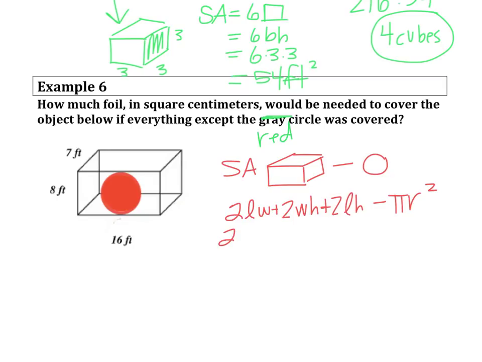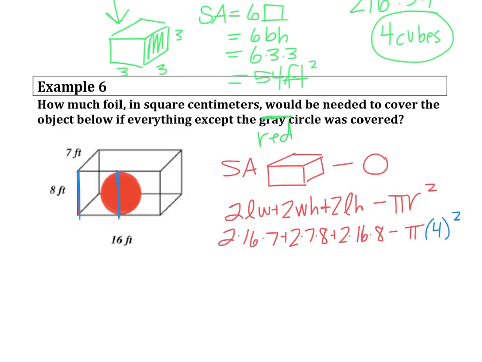So we're going to do 2 times 16 times 7 plus 2 times 7 times 8 plus 2. What haven't we paired? We did 16 and 7, 7 and 8. So now we have to do 16 and 8. Our radius of our circle, that's interesting. Well, if this line is 8, that means our diameter is 8, which means our radius would be 4. Half of that. Now we have to get to work.